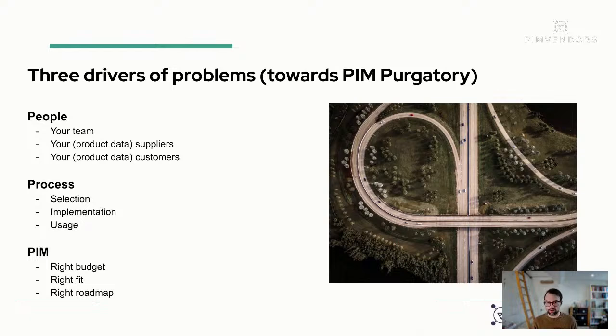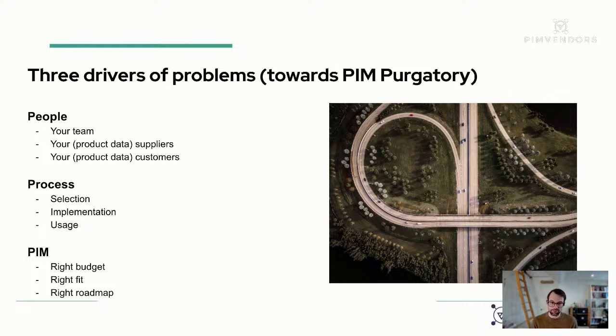So how do we get there? How do you get these problems, and how do you get to the PIM purgatory? Well, there are 3 main drivers of problems. You have your people, with basically 3 different drivers behind that: your team, your suppliers, and your customers. You have the processes, so the selection process, the implementation process, and the usage process where things can go wrong.